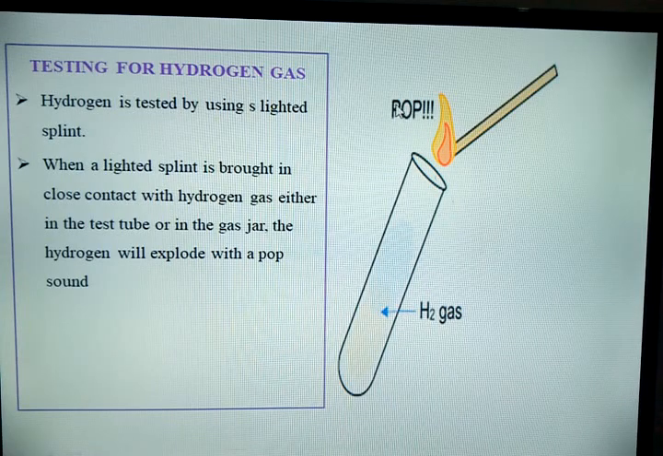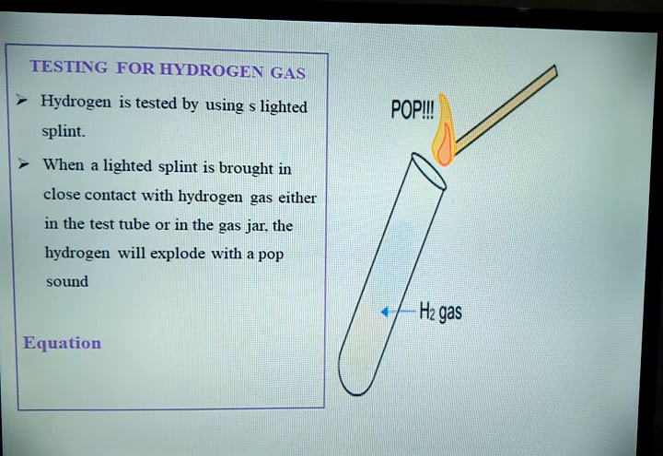That's why I'm showing you here that if I bring the burning splint near a boiling tube of hydrogen, there is going to be a pop sound coming out, just like when you're frying popcorn. The sound that they give when they are bursting, that pop sound, is the one that hydrogen will also give when you bring a burning splint near a jar of hydrogen.